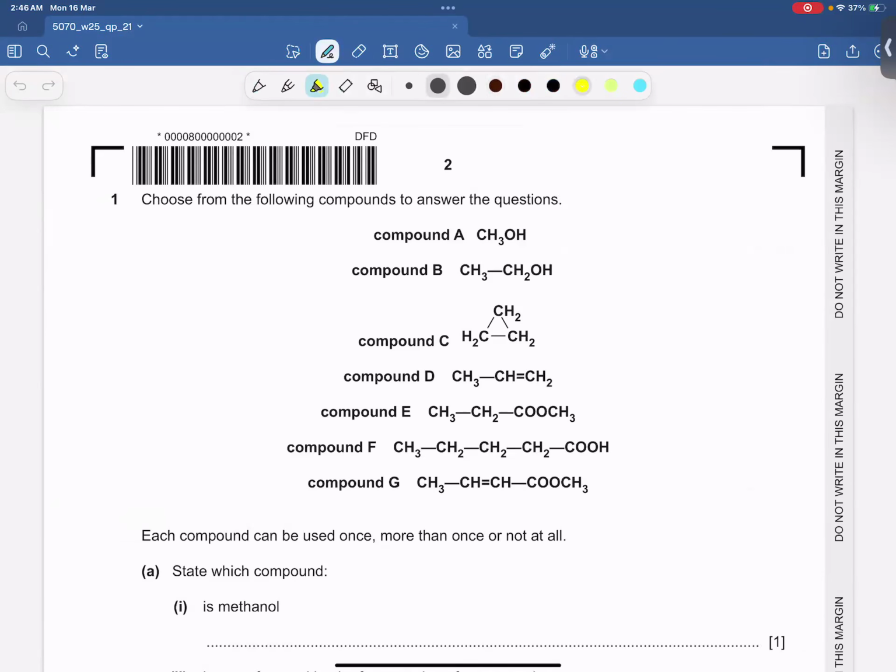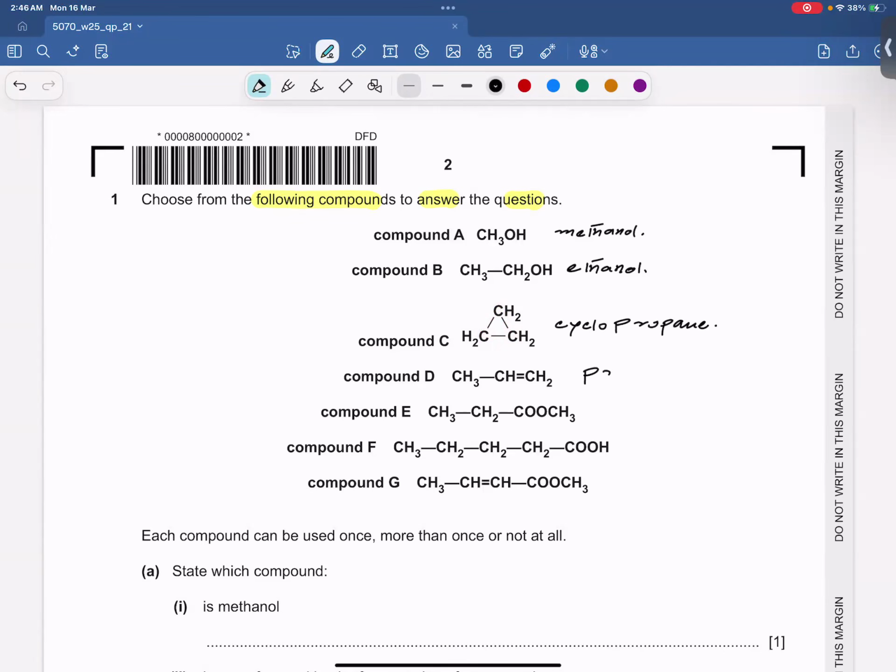Choose from the following compounds to answer the question. By the way, this compound is methanol. This compound is ethanol. This compound is called cyclopropane. Why cyclo? Because it has a cyclic ring sort of structure, right? And we have discussed this in class in isomerism. So it's cyclopropane. Why propane? Because a single bond exists between the carbon atoms.